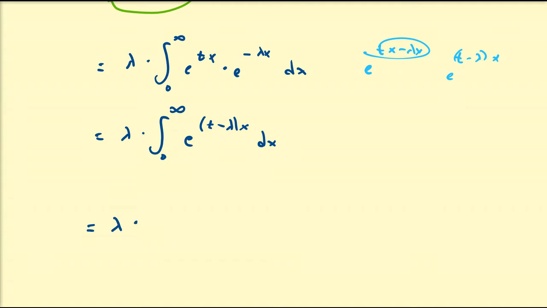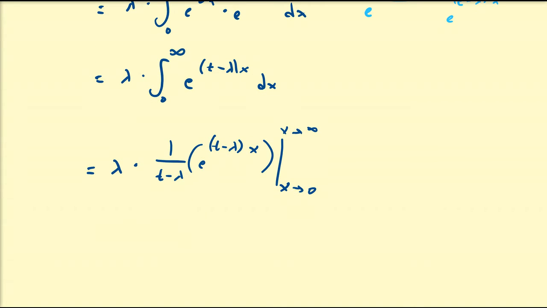So it's going to be lambda times 1 over t minus lambda times e to the t minus lambda x, evaluated as x goes to positive infinity minus the evaluation as x goes to 0. So as x goes to infinity, this is going to go to 0 if this term is going to be negative. So it's only going to be negative if lambda is greater than t. So if lambda is greater than t, then e to the t minus lambda x is going to go to 0. And when we plug in 0, that's going to go to 1.